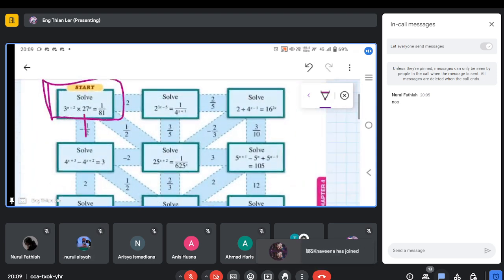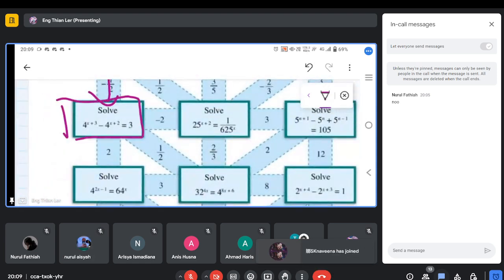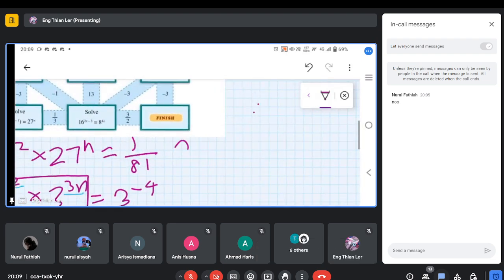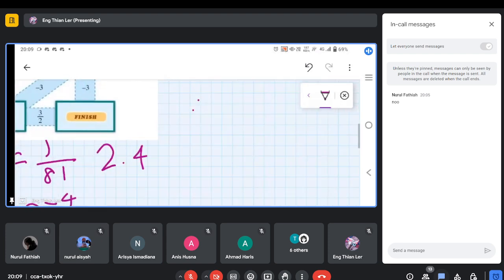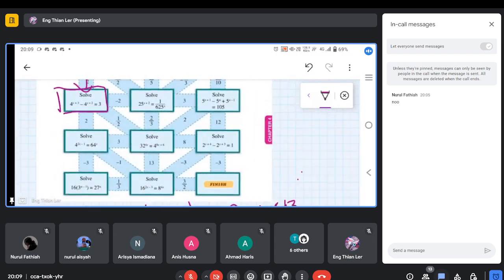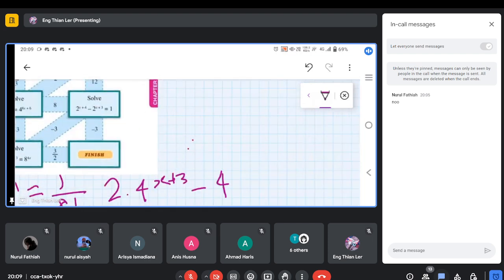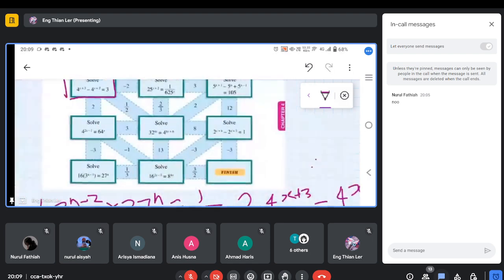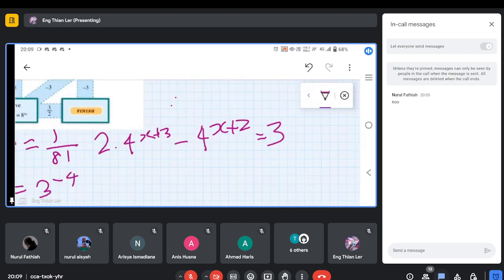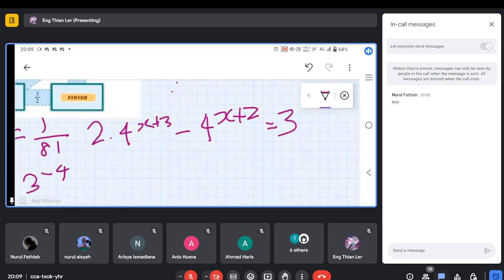So we go to here. Okay, 4 to the x plus 3, minus, or plus? Okay, minus 4 to the x plus 2 equal to 3. Okay, this may look complicated, but it's actually not complicated after I show you this.